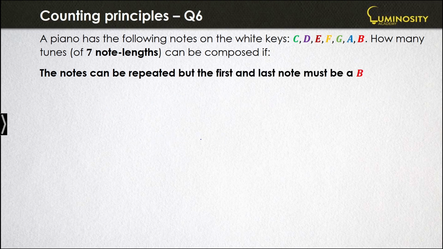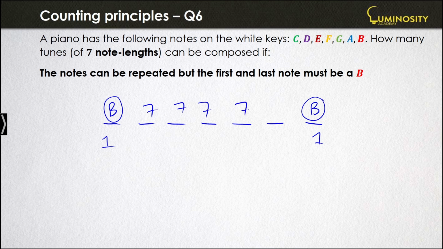Now, what happens if we repeat the keys like we did previously, but the first and last note must be a B key? That means when you play it on the piano, the first note and the last note must both be a B. So there is 1 option for each of those, and 5 keys left in the middle. Each of those 5 keys can be repeated, so there are 7 options for each of those 5 keys. By the fundamental counting principle, it's 1 times 7 to the power 5 times 1, which is just 7 to the power 5.